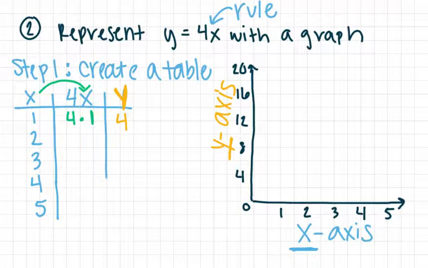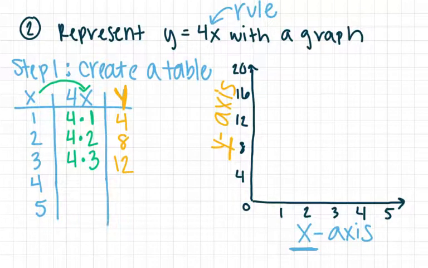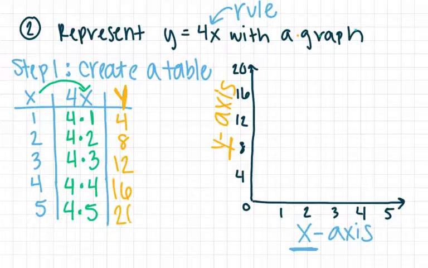So my first point is going to be 1, 4, and we'll talk about what that looks like in just a second. The next one is 4 times 2, so that's going to be an 8. Then I have 4 times 3, which is 12. I'm going to have 4 times 4, which is 16. And then I'm going to have 4 times 5, which is 20.